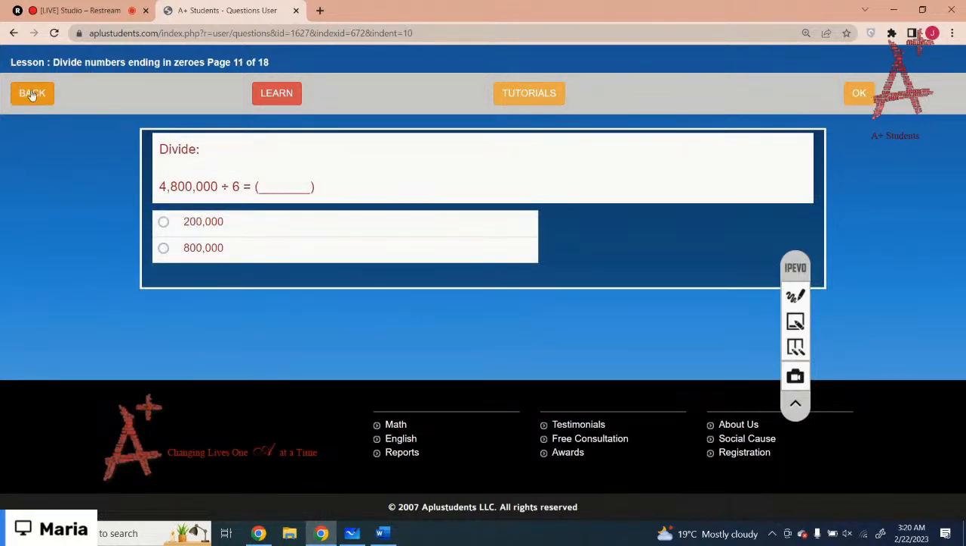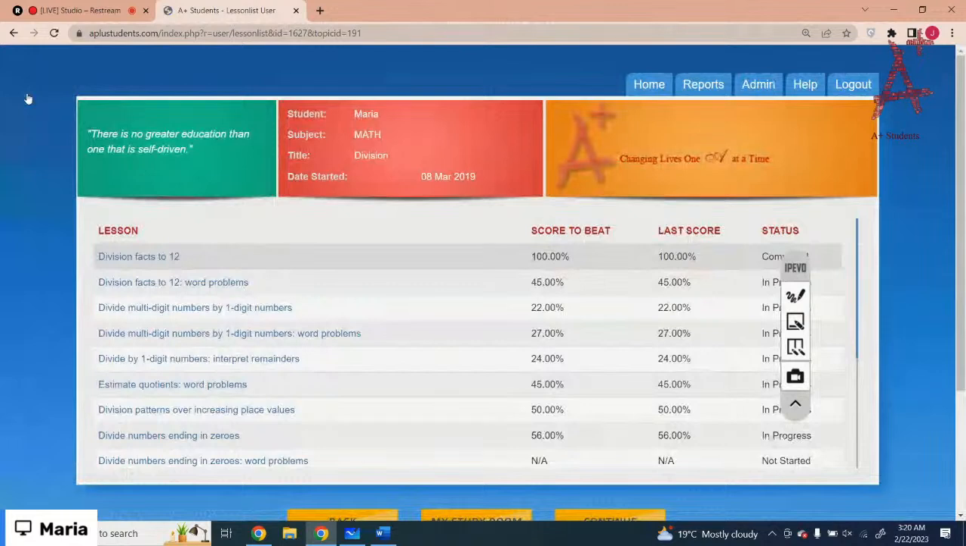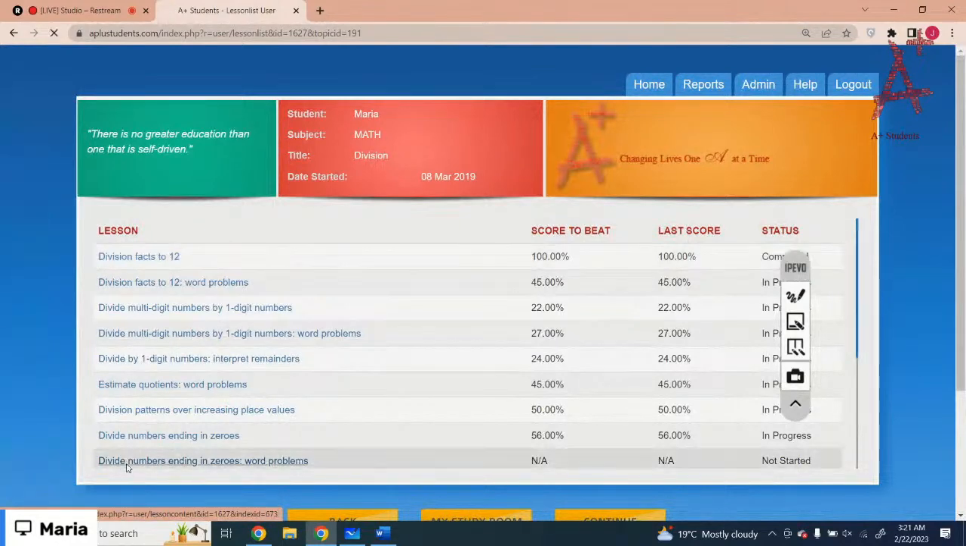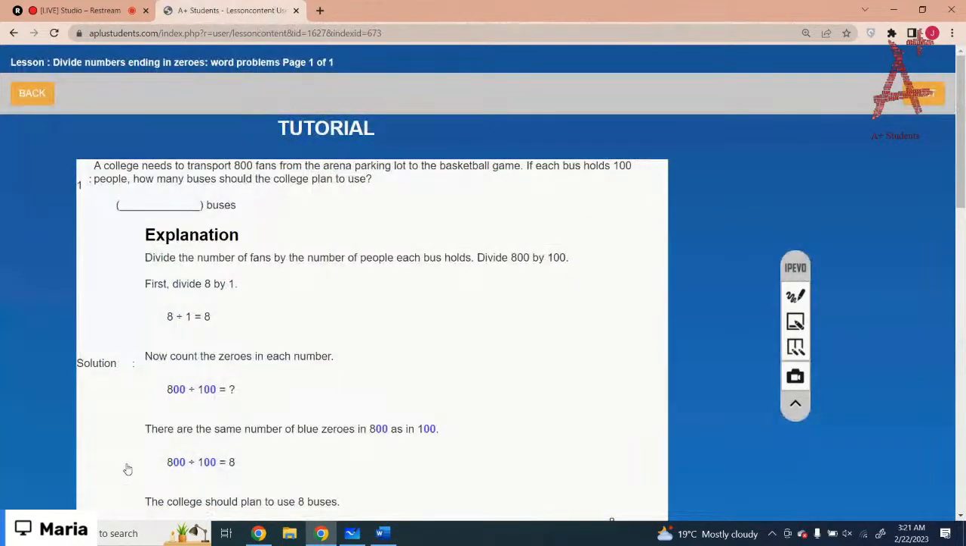And the next lesson is divide numbers ending in zeros, word problems. So let's just start with the next lesson. Okay, the concept is the same. You have to do the same thing, but now you just have to solve word problems. Got it?